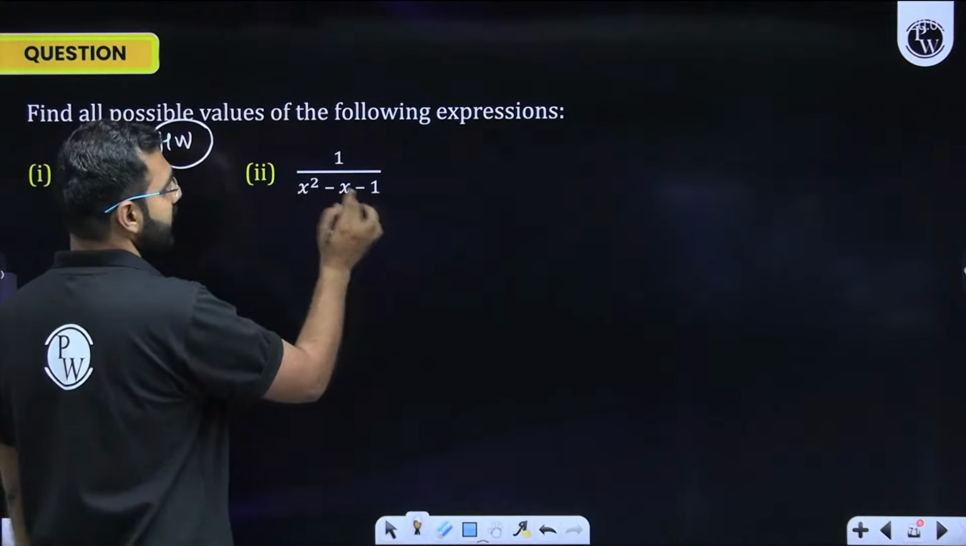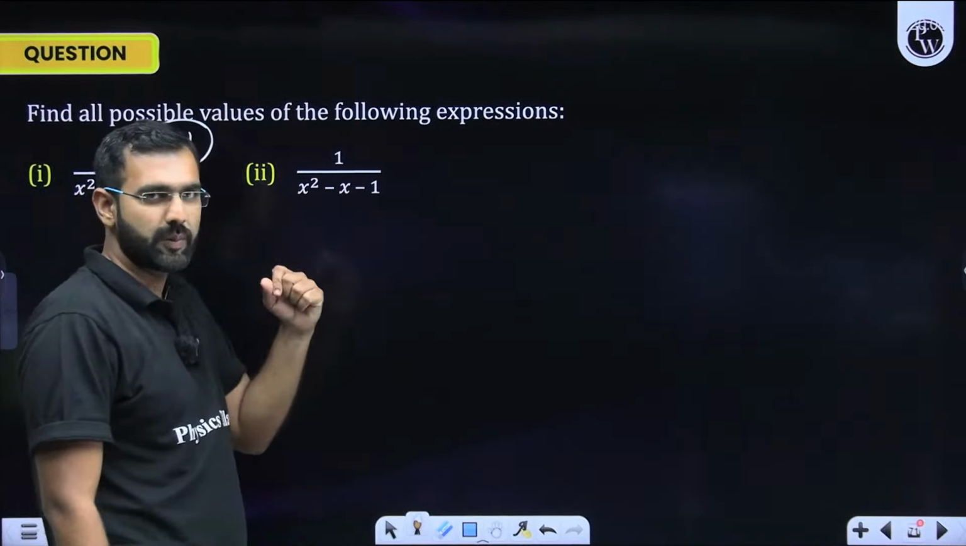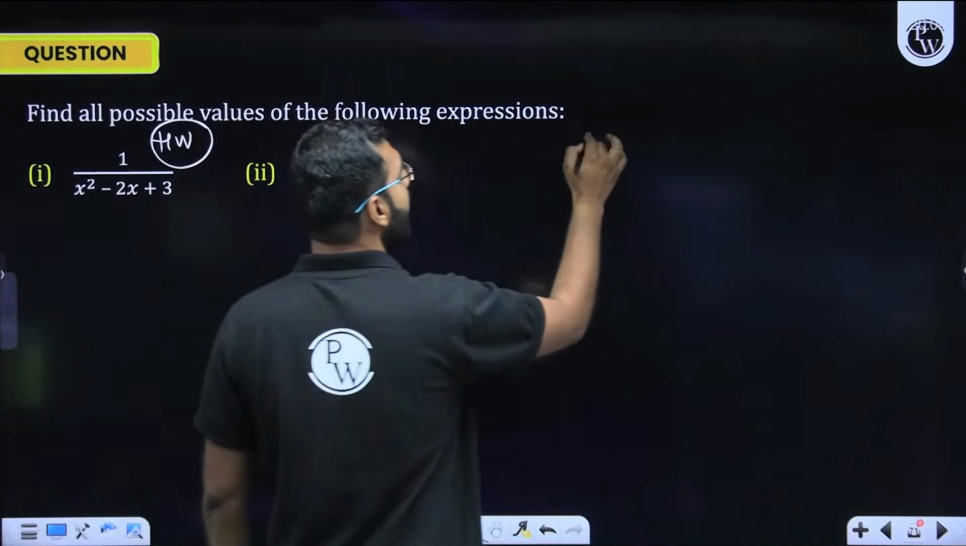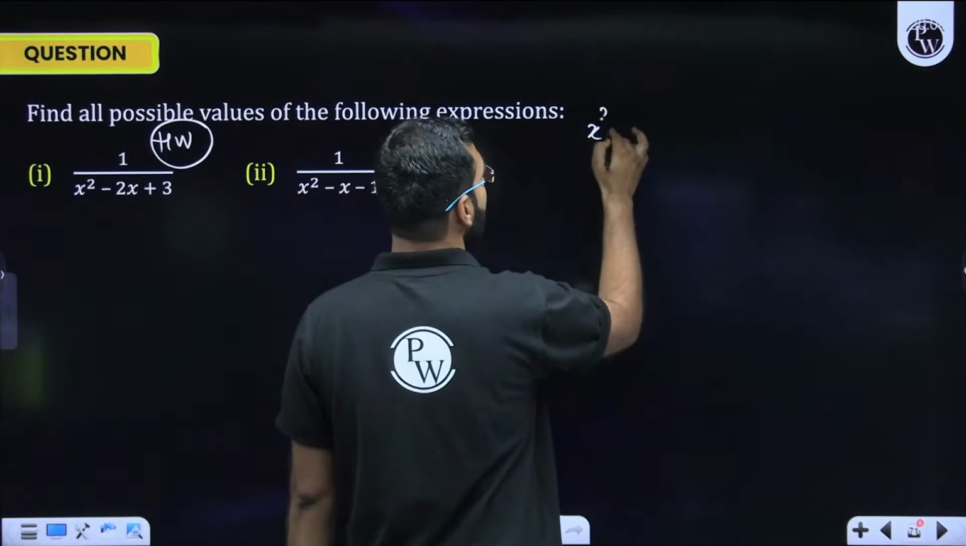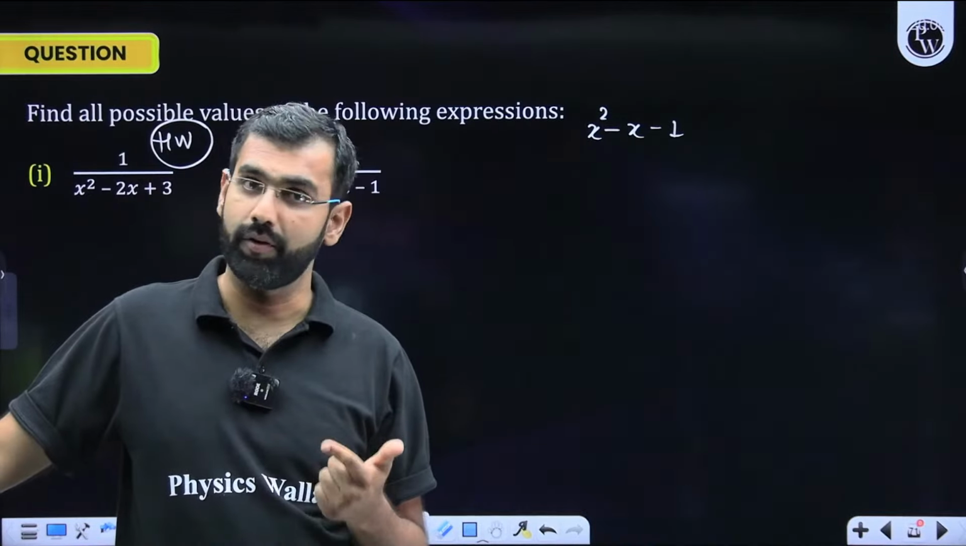x square minus x minus 1. Can you help me with the range of this expression? Again, converting it into a perfect square. So if I could simply work on x square minus x plus 1, there are three methods. One of the methods is converting it into a perfect square.